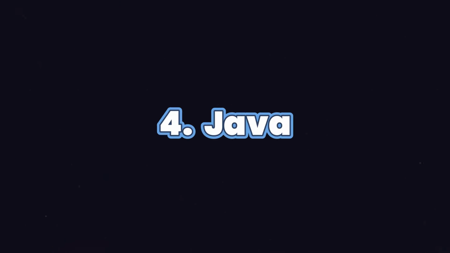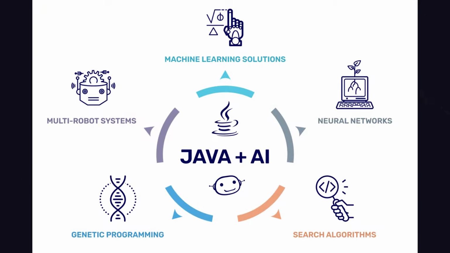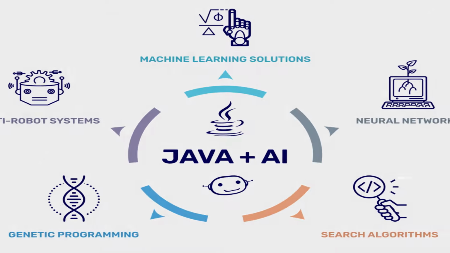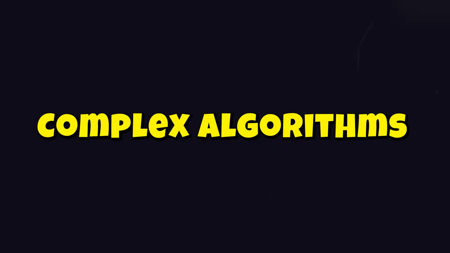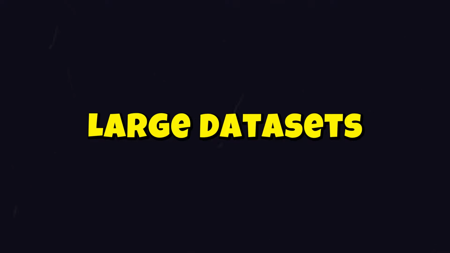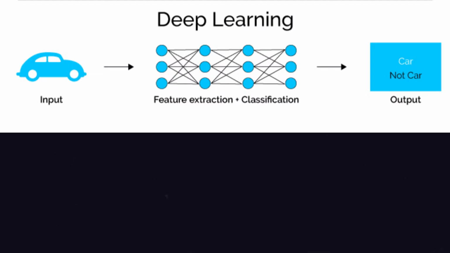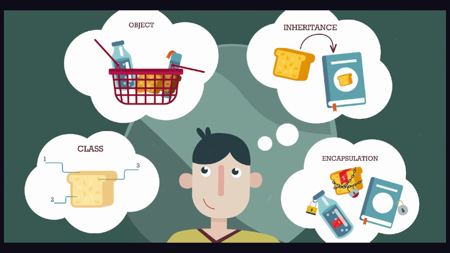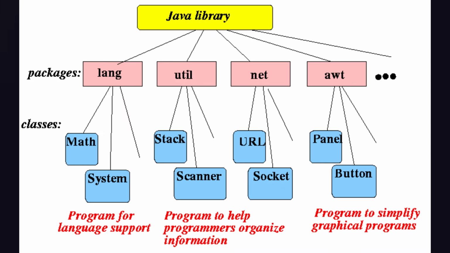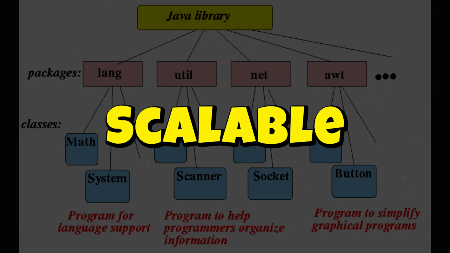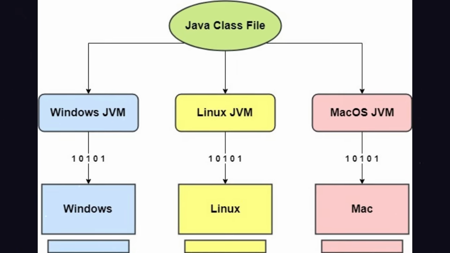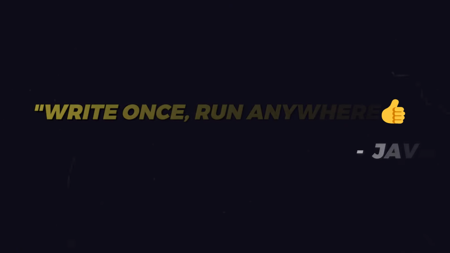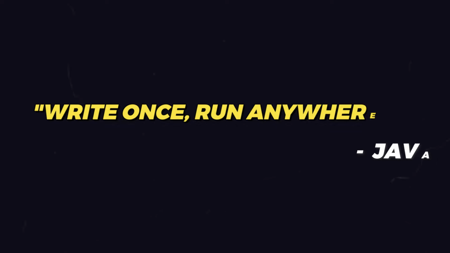Number 4 is Java. Java is quite useful in AI development. Java is known for its faster execution speed compared to Python, particularly for complex algorithms and large data sets. It is valuable in deep and reinforcement learning. Java's object-oriented design and robust libraries enable the development of scalable and modular AI applications. Java code can run on various platforms without modification due to its write once, run anywhere philosophy.